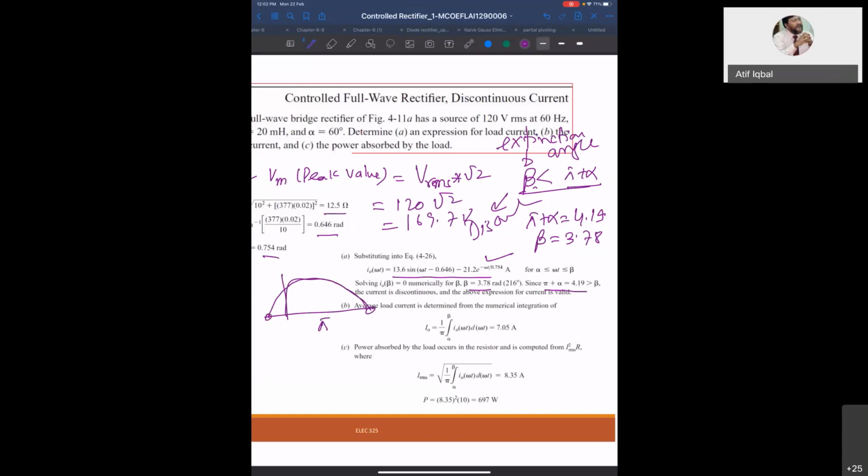But we don't know, because this is a less than situation. It is not equal to. So you have to find less than and equal to. You have to respect the inequality. So beta should be pi plus alpha. If beta is equal to pi plus alpha, then this is called the boundary condition.